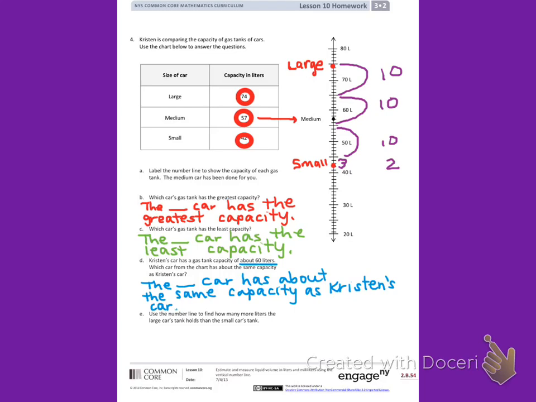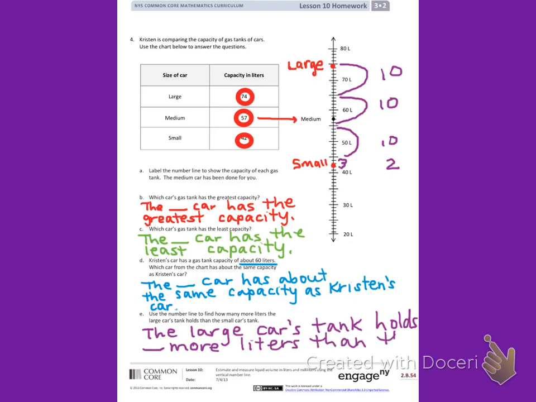And now I'll go ahead and write it in a sentence. The large car's tank holds blank more liters than the small car's tank. Again, the number that goes on the line is a total of these numbers added together.